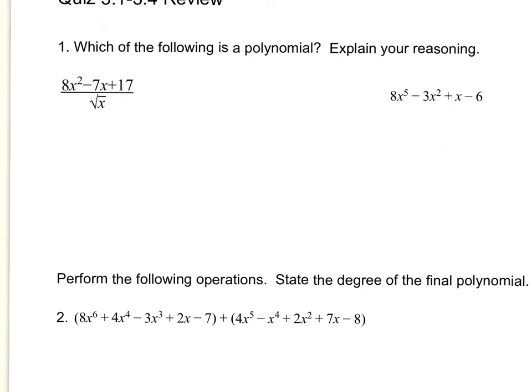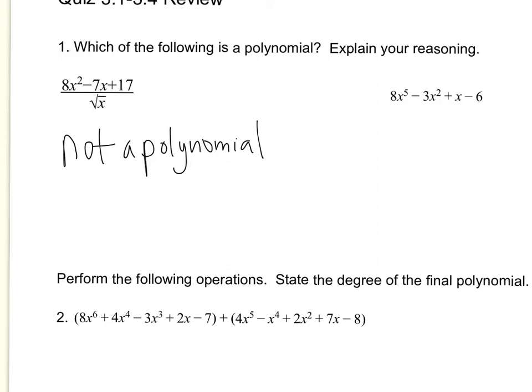So, if we look at the first one, 8x squared minus 7x plus 17 divided by the square root of x. This is not a polynomial. For a couple reasons. One, there is division, which we cannot have because polynomials are always products, and there is also a square root. So both of those make that not a polynomial expression.